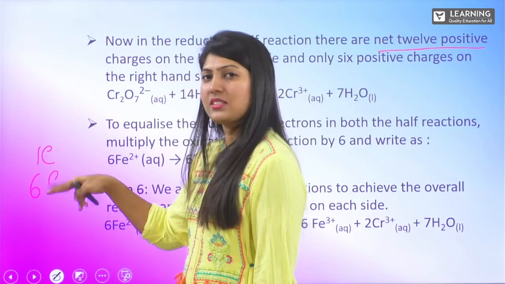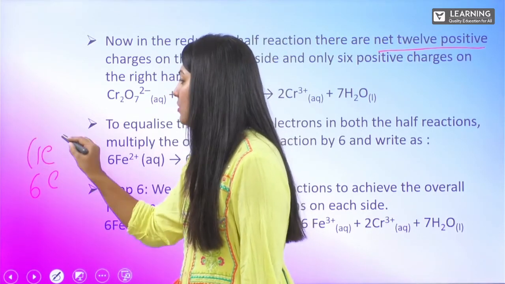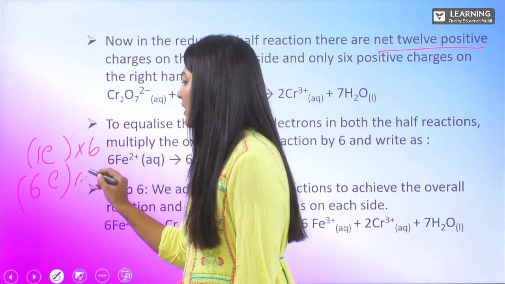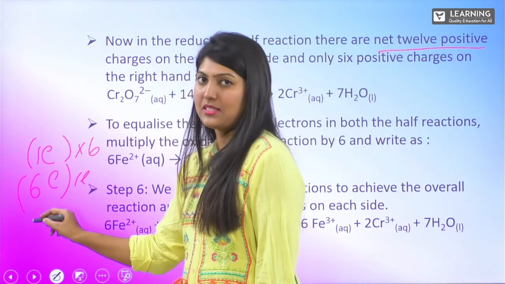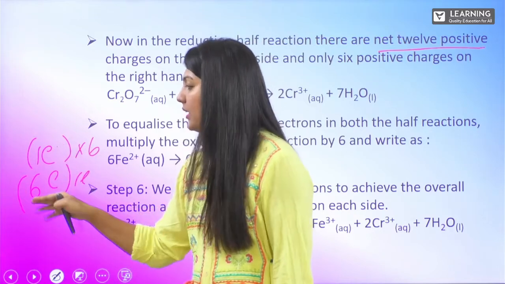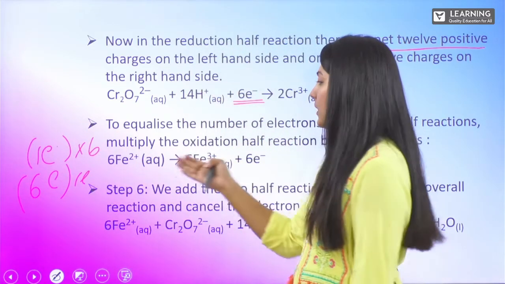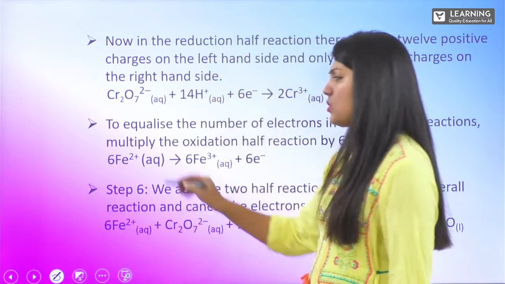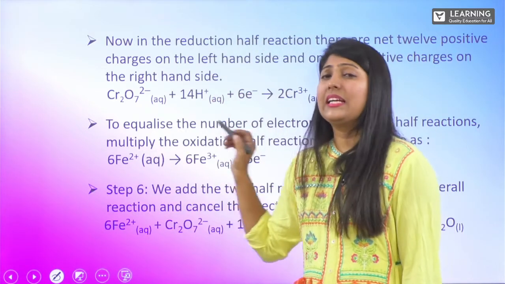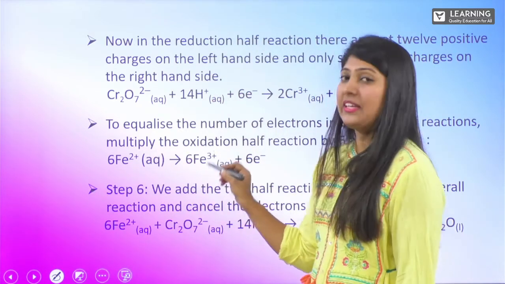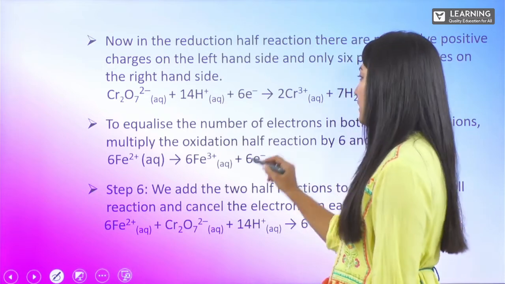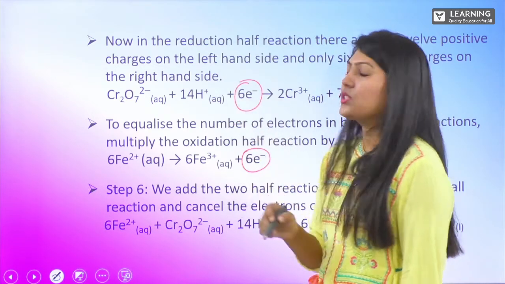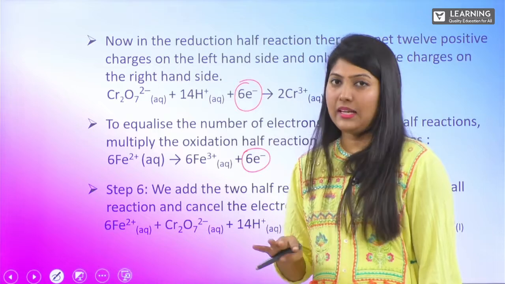No need of exchanging here. Directly you just multiply by 6 here, because even though I multiply 1 electron, it becomes the same 6 electrons, right? So if you have 1 here, directly multiply by 6, and you will get the balanced equation. So 6 Fe2+ gives you 6 Fe3+ plus 6 electrons. So the electrons in the reduction and the oxidation half reaction will be balanced.